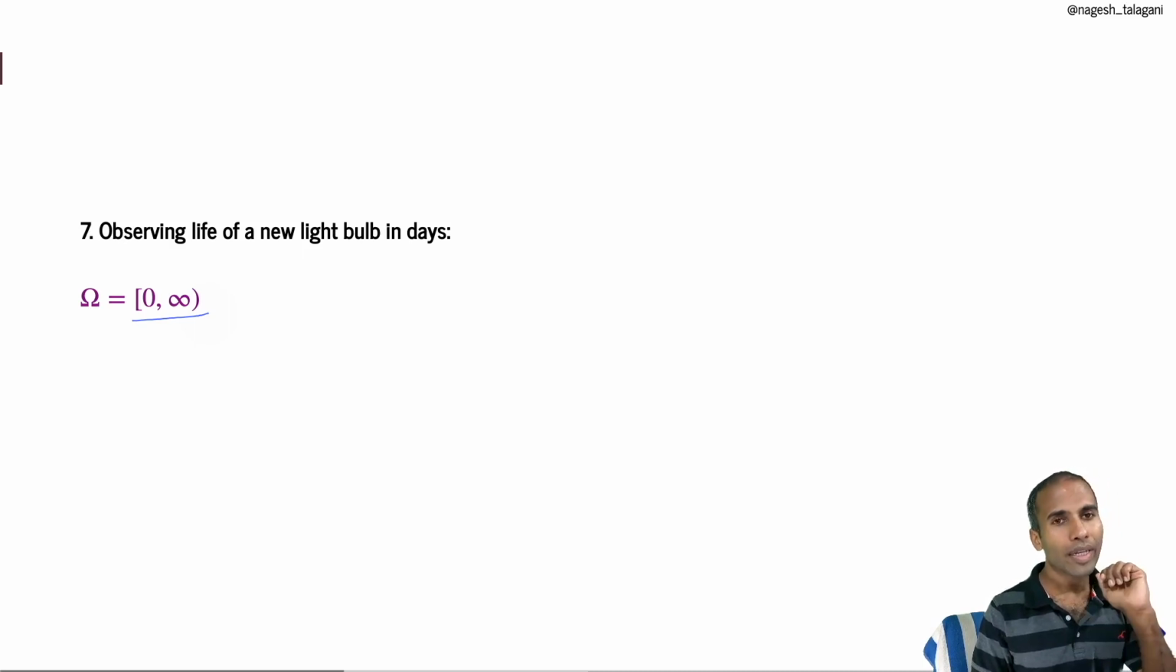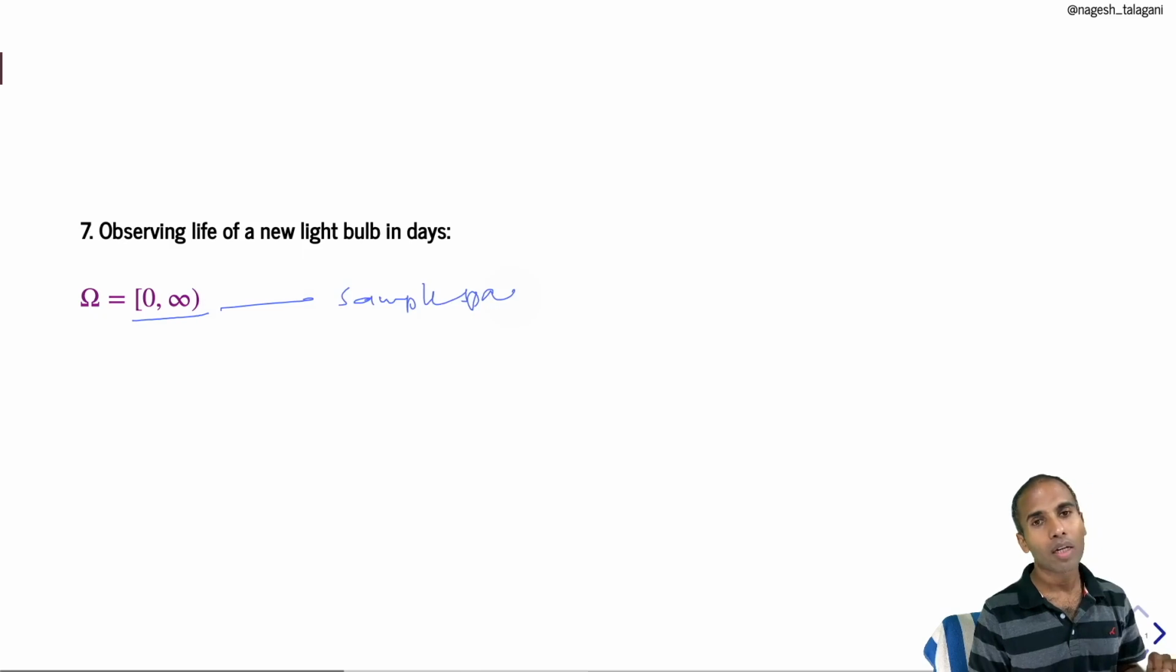Now again we got an infinite sample space, but this time we got an interval. We cannot enumerate like earlier, so we cannot list them like 1, 2, 3, so on. So this set is not countable, it's an uncountable set. So this is going to be our sample space.